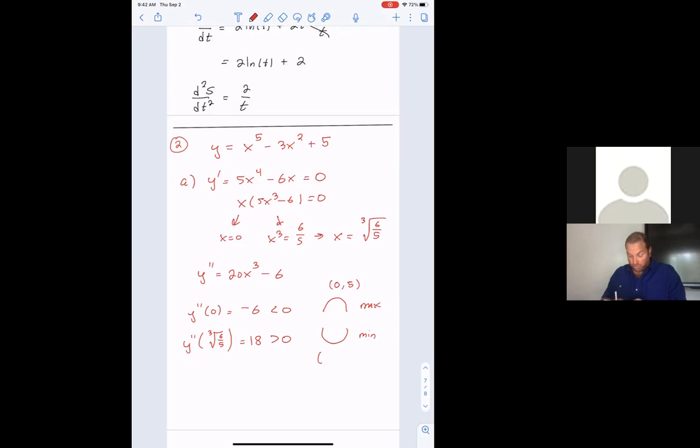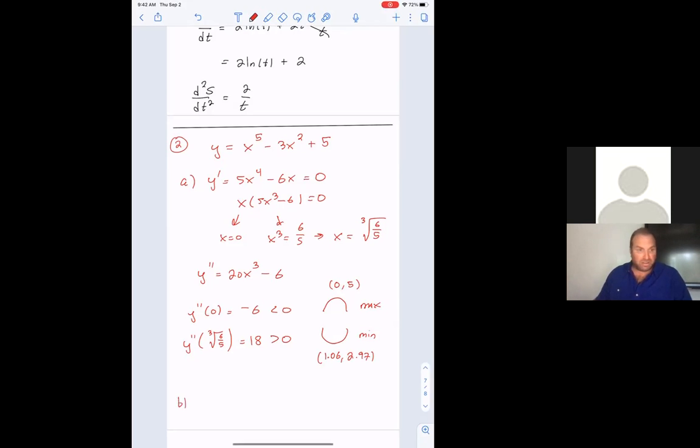1.2 to the 1/3 power, the cube root of 1.2. I get an x value of approximately 1.06. And then if I do answer to the 5th power, minus 3 times answer squared plus 5, it gives me a y value of about 2.97. So I get 1.06, 2.97. And I justified max min.